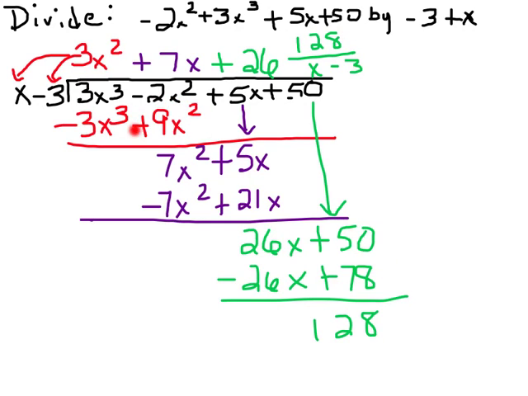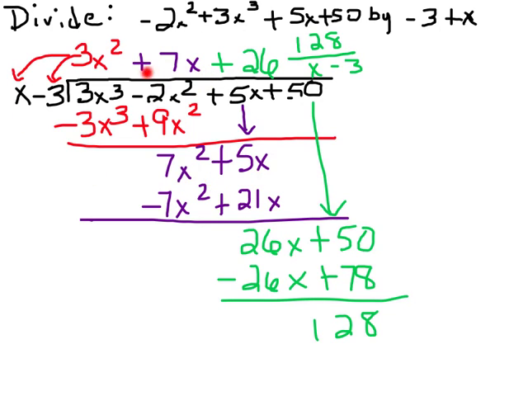9x squared. But then we changed the sign. You see, it was negative. Now it's positive 9x squared. Then we do our subtraction. We get 7x squared, bring down the next term, start all over again. What x times what is 7x squared? 7x. So then you multiply.